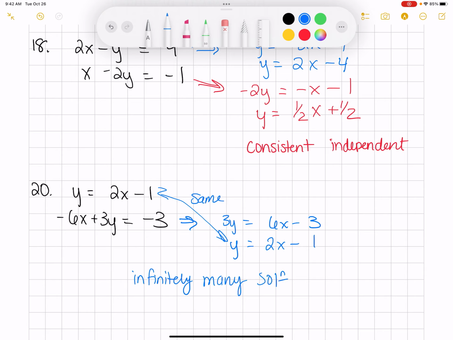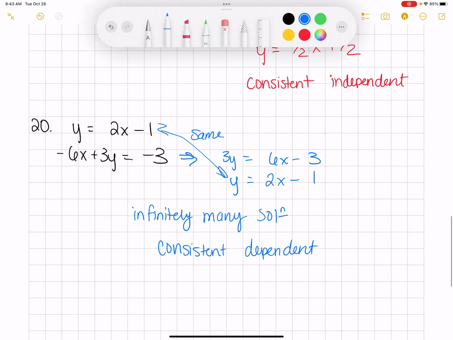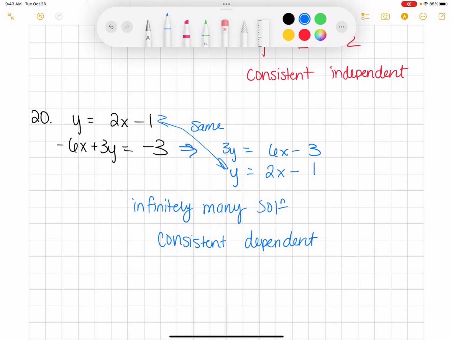Does consistent mean more than one? At least I don't think, one? Is that what consistent means? Consistent is just like at least one solution. Will consistent only be on parallel lines? Inconsistent, yeah, is only parallel, because they never intersect anywhere. Does consistent mean like the same thing?